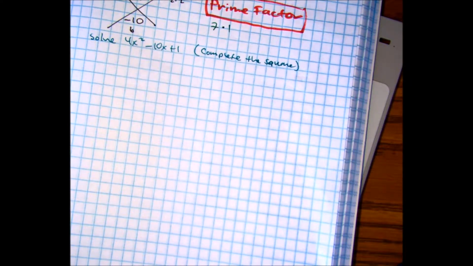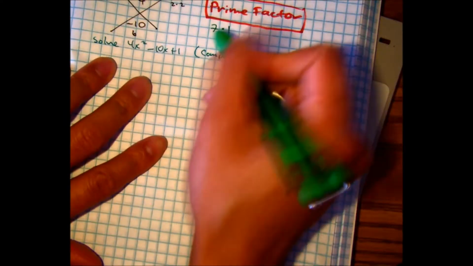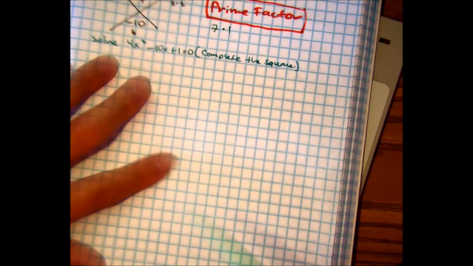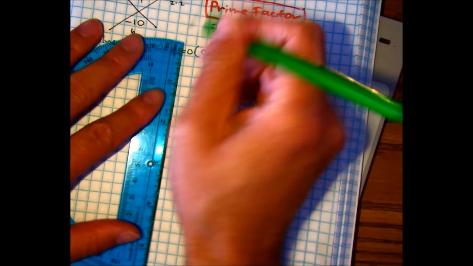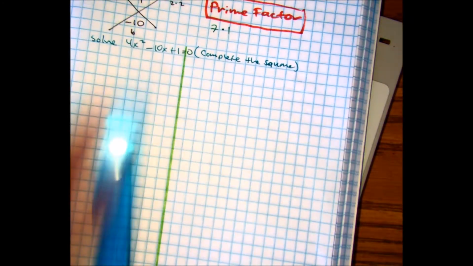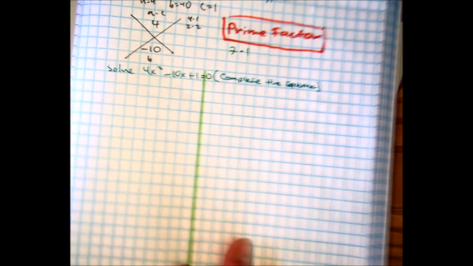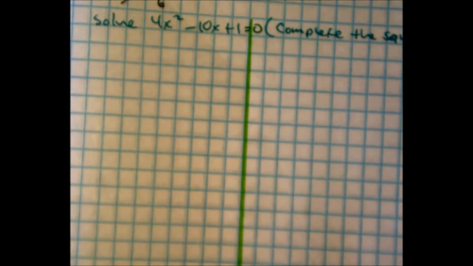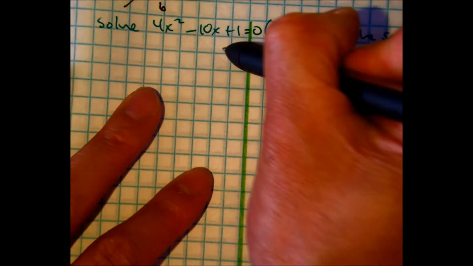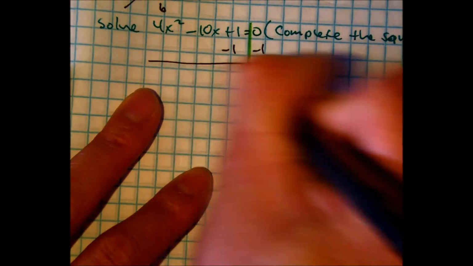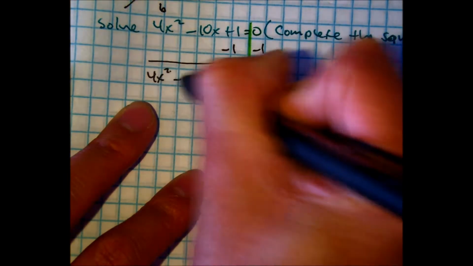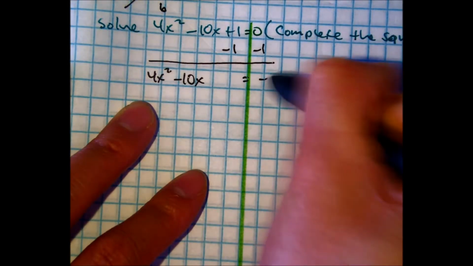In this problem, I want to solve this quadratic equation by completing the square, so I'm going to set it equal to 0. I'm going to draw a line down my equal sign. What's the first thing I do? Subtract 1. 4x squared minus 10x equals negative 1.